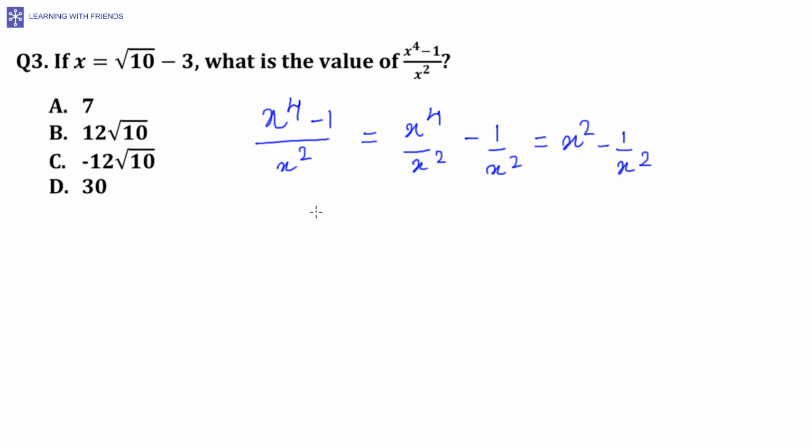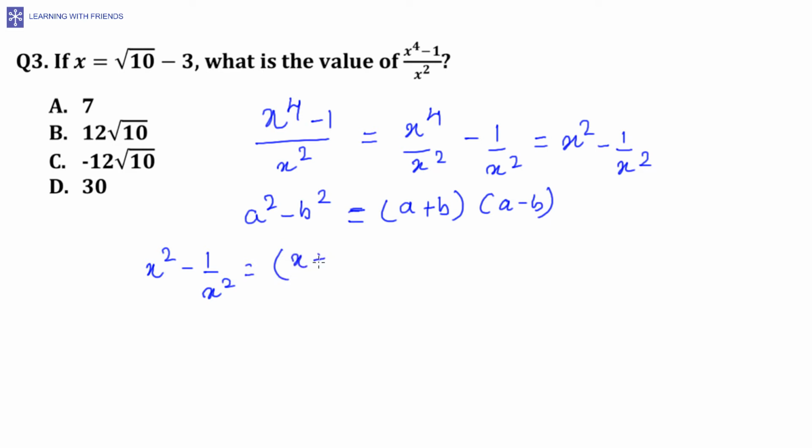Now this is of the form a squared minus b squared. You see here it's the square of x and the square of 1 by x. And one of the identities is a square minus b squared is a plus b multiplied by a minus b. So our original fraction x squared minus 1 by x squared can be written as x plus 1 by x multiplied by x minus 1 by x, following from this identity.